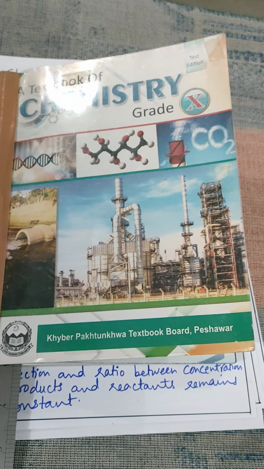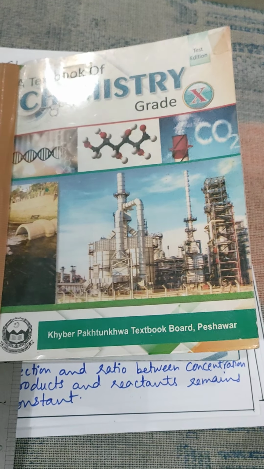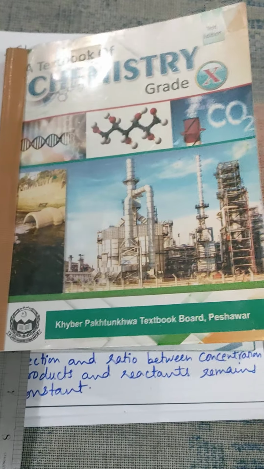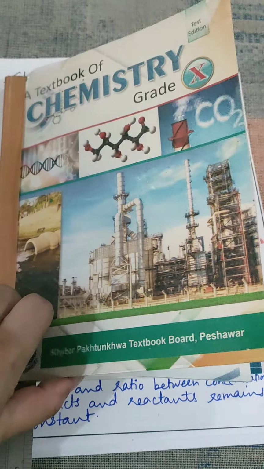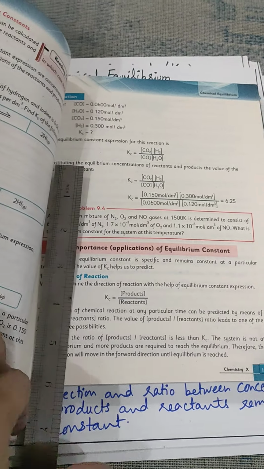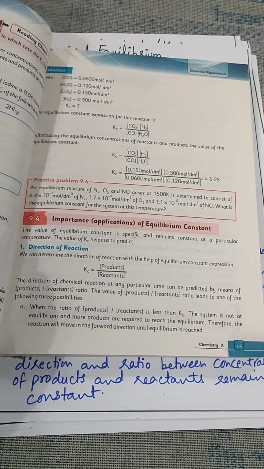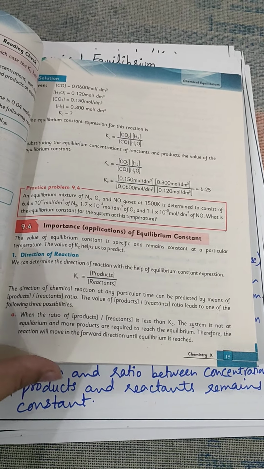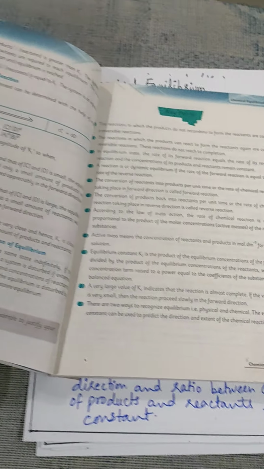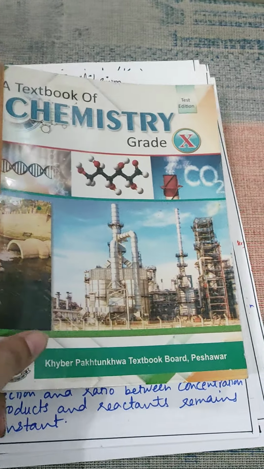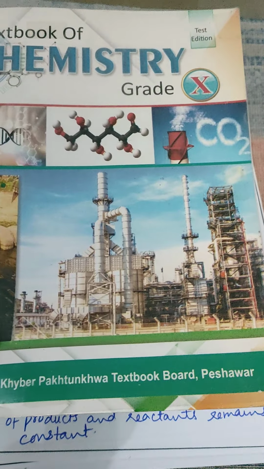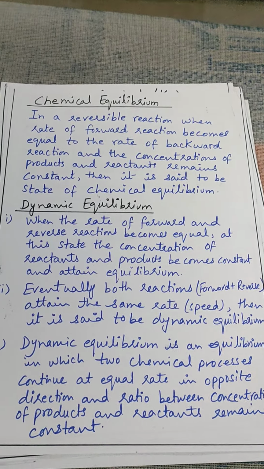In today's online class, we discuss the last topic of chapter number 9, and the topic is importance or application of equilibrium constant. The topic is mentioned on your book page 15 and 16. Now, in the summary of the lecture, I have to revise the main points.